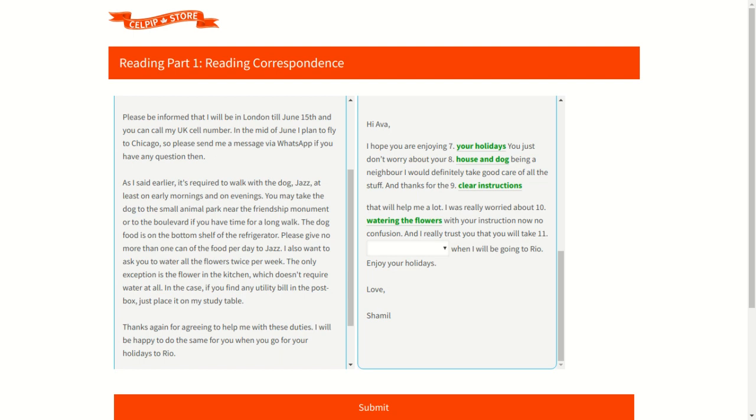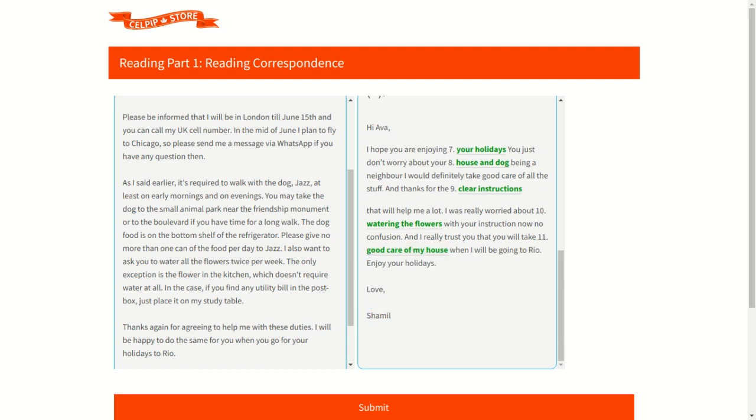Our last, 11th question is, with your instruction now no confusion, and I really trust you that you will take, we have 4 options. Number 1, your dog back. Number 2, some chocolates. Number 3, good care of my house. And number 4, some money. According to the message, the 3rd option is correct, as Ava trusted Shamil that she will take good care of her house. So, according to this, our 3rd option is correct, that is good care of my house.